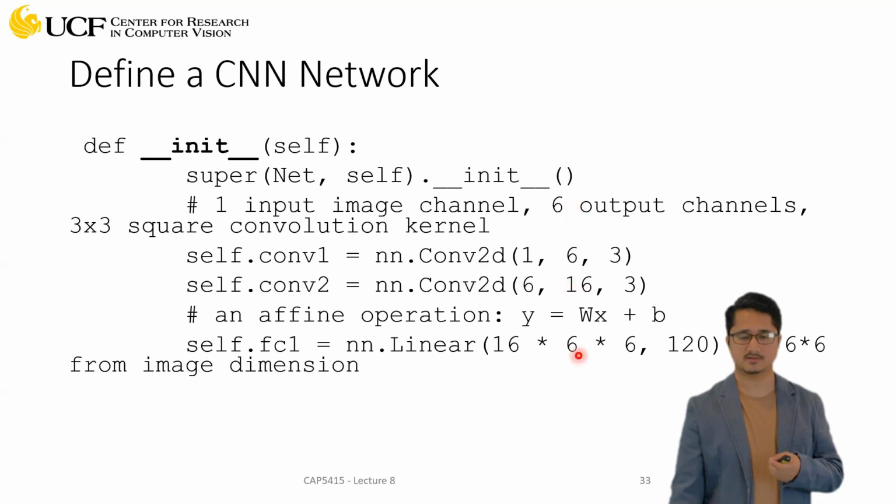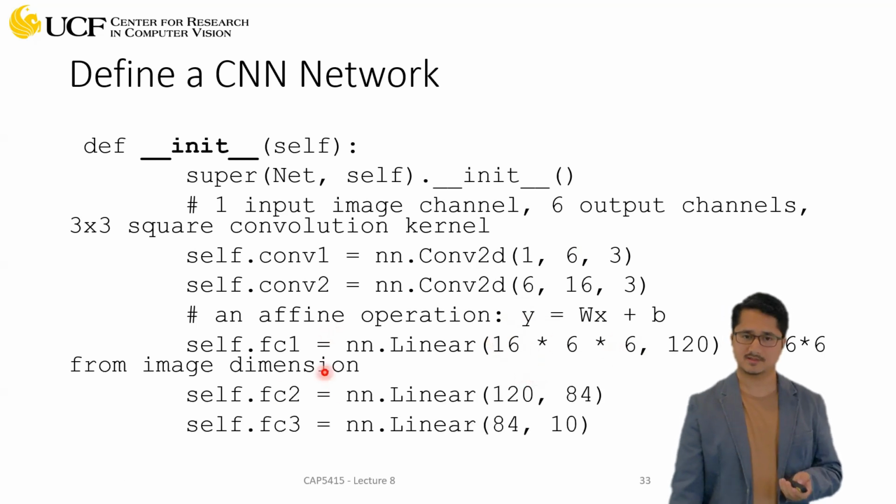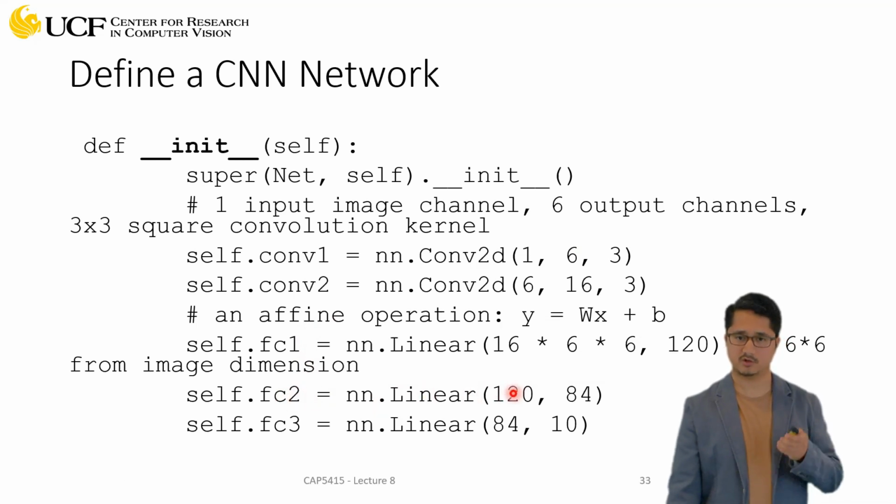After this conv layer, it's just saying that the shape will be 6 cross 6. And that's how you compute the number of neurons in the previous layer. All right. Now let's define another fully connected layer like this. So again, the name is FC2, nn.Linear. And this is the number of neurons in the previous layer, which we know is 120. And 84 is the number of neurons we want to be in this particular layer.